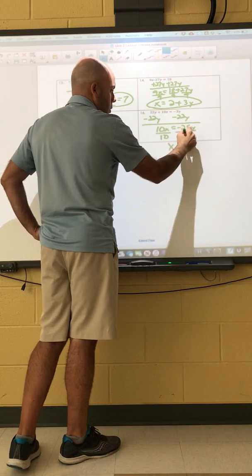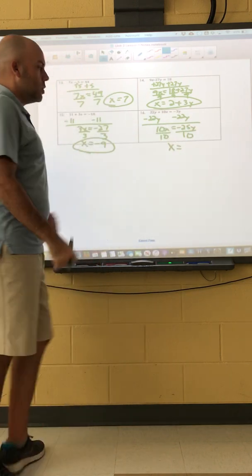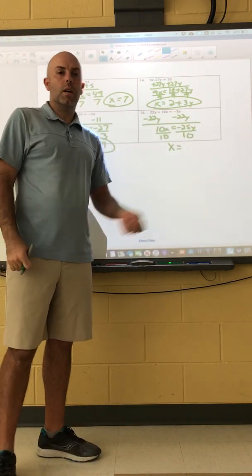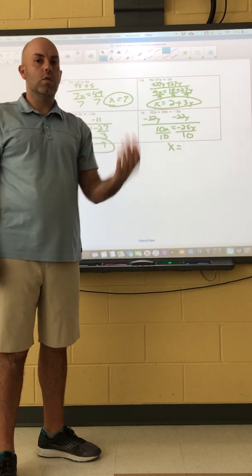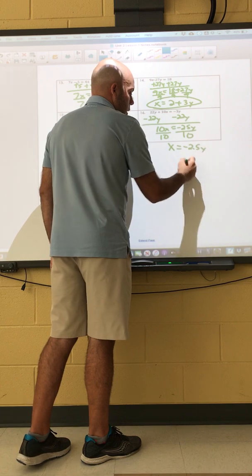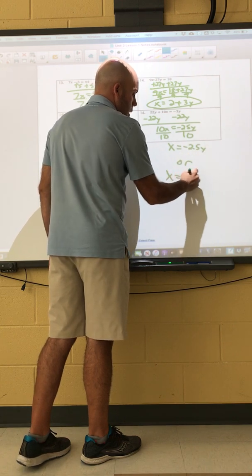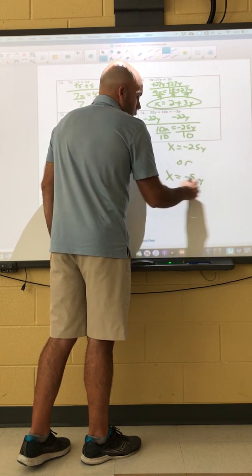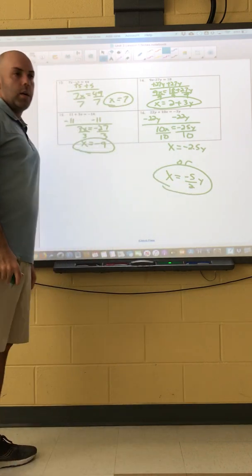Divide by 10, divide by 10. You can do a bunch with this here. I see negative 25 over 10. You could change it to a decimal. You could just reduce the fraction. However you want to do that there. Negative 2.5y or negative 5y over 2. That works as well.